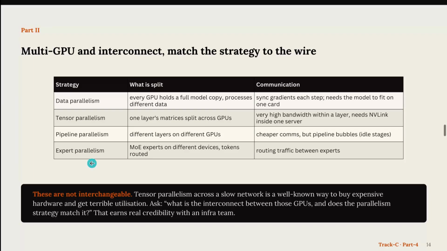Expert parallelism: mixture of experts on different devices, with tokens routed. This is a routing traffic problem. Communication between experts needs to take place. So different strategies provide different communication styles.